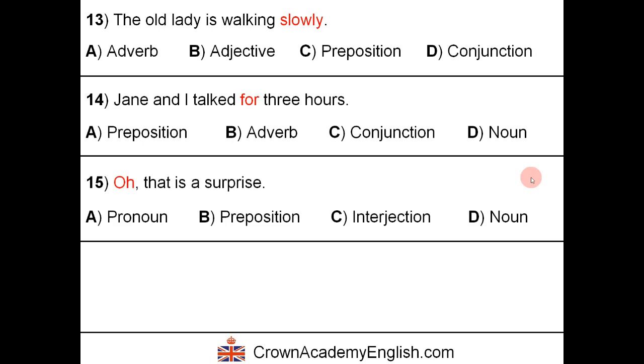Question 15. Oh, that is a surprise. The word in red is oh. So in this sentence, what type of word is oh? Is it A, pronoun, B, preposition, C, interjection, or D, a noun?